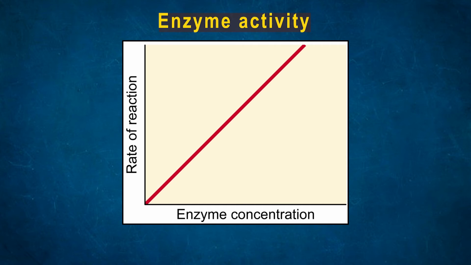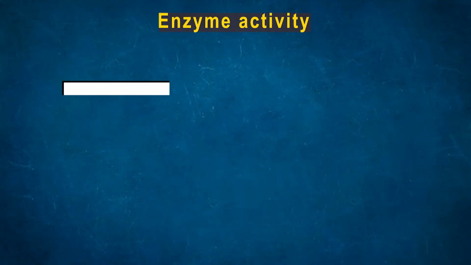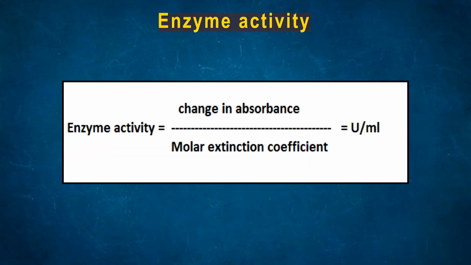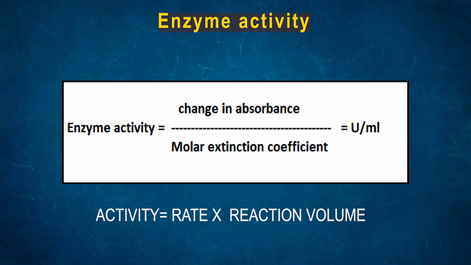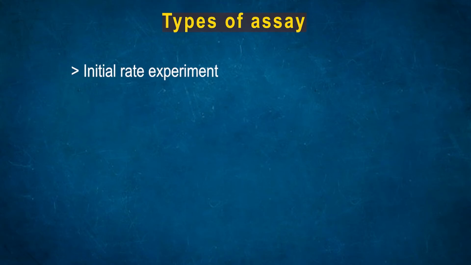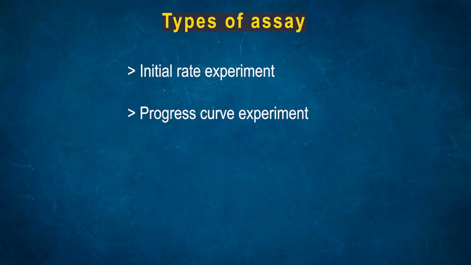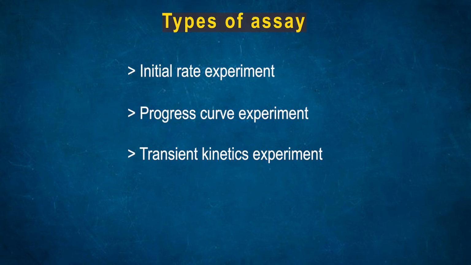The rate of reaction increases with enzyme concentration, so enzyme activity can be measured. If we follow the change in absorbance with time divided by the molar extinction coefficient, we can get U per ml, that is the activity of the enzyme. So the activity of the enzyme is equal to the rate times the reaction volume. Types of assay may include initial rate experiments, progress curve experiments, transient kinetics experiments or relaxation experiments.